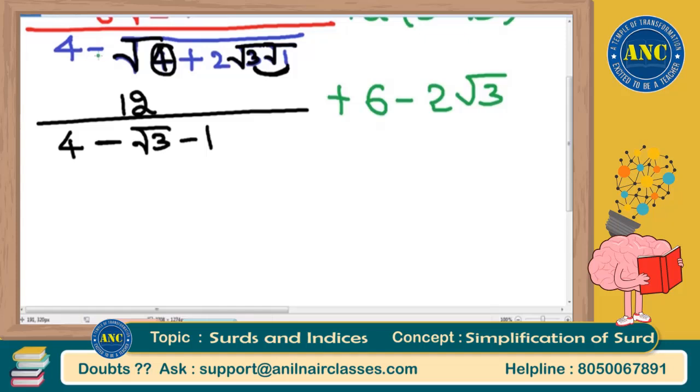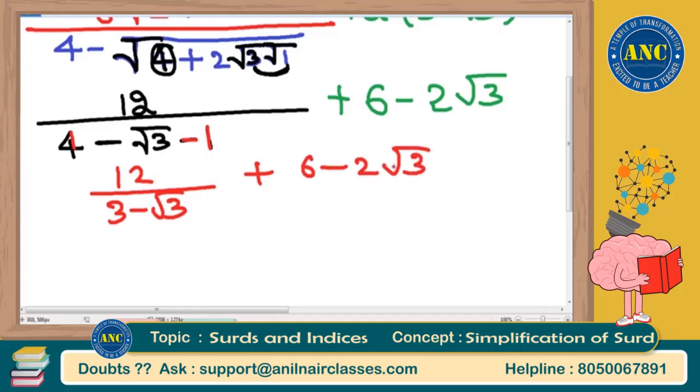I believe that you are able to understand the logic. Similarly, here it is 4 minus 1 is 3, right? So it is 3 minus root 3 plus 6 minus 2 root 3. Rationalize it, sir. 3 is nothing but root 9. Root 9 minus root 3 is root 6, or in other words, 6 should come in the denominator. That 6 will cancel with this 12, and 2 will be left in the numerator.